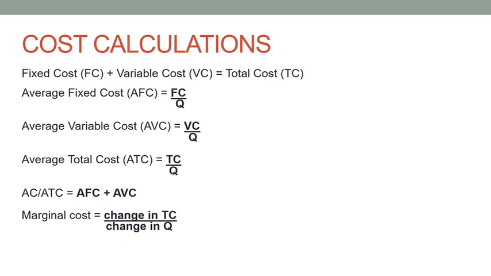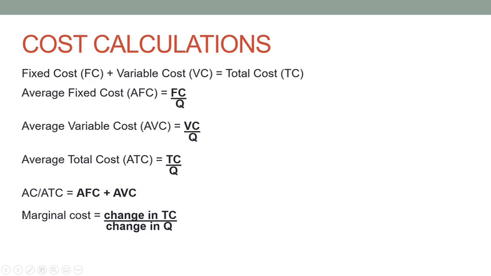Your average cost or your average total cost, either one of these is interchangeable. It means the same thing. Average cost, AC, or average total cost is the same thing. That is made up of your average fixed cost plus your average variable cost. And then the last cost that we deal with is marginal cost.